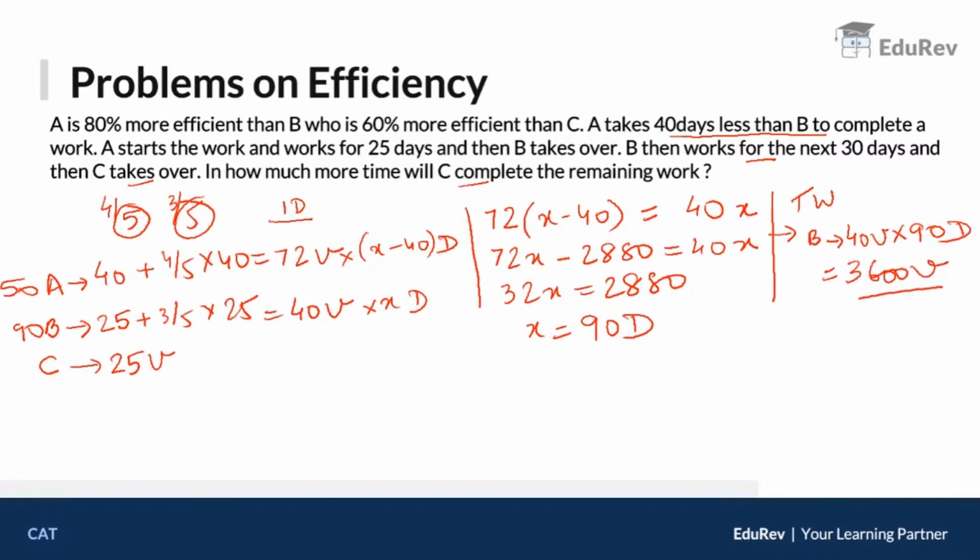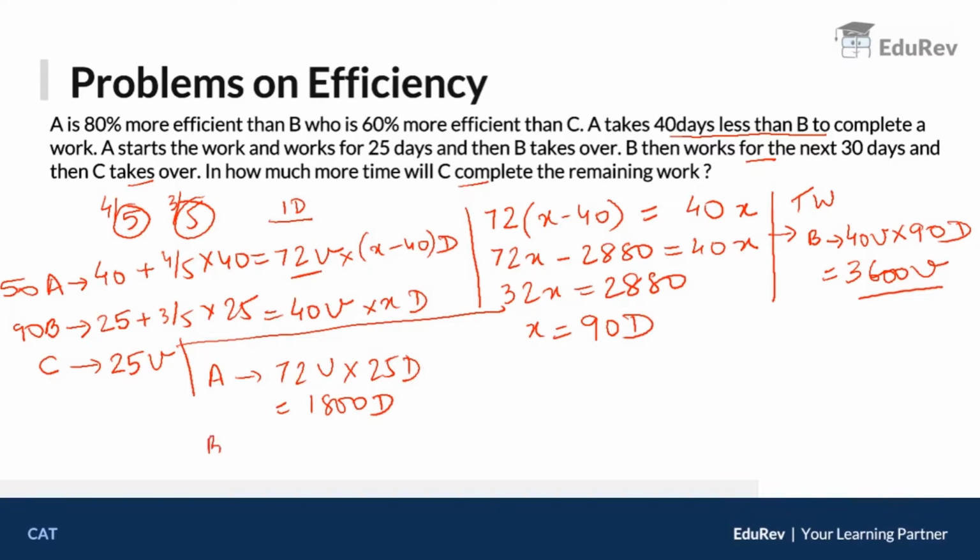Now let's focus on how much they do every day. A starts the work, works for 25 days. We know A does 72 units in a day and has to work for 25 days. So what is the amount of work done? 72 into 25. What you can do is take half of 72, which is 36, and half of 36, which is 18. So A is going to do 1800 units, because 25 is like taking 25%. 72's 50% is 36, its half, that is 25%, is 18. So it will become 1800.